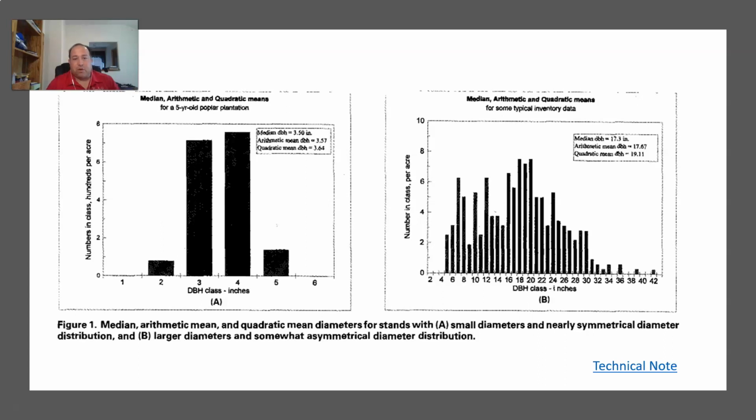Maybe this is a small amount of error. Maybe it's not that big a deal. Maybe it's thousands of dollars worth of error. So it's really important to understand that they have worked through the idea that QMD, quadratic mean diameter, is a better measure when we're talking about the size of your trees on average.